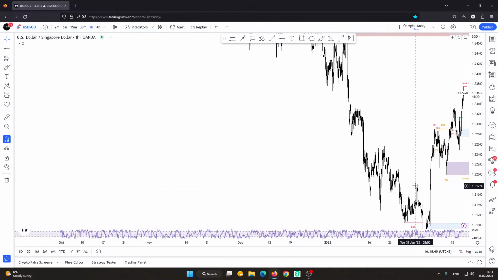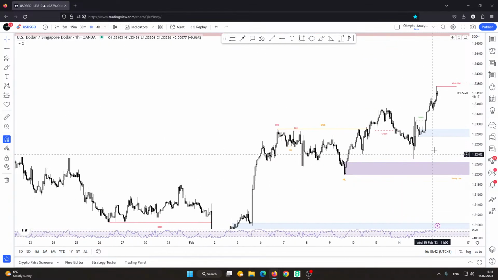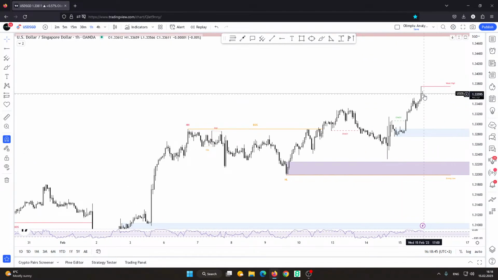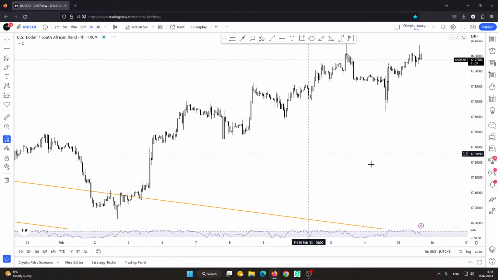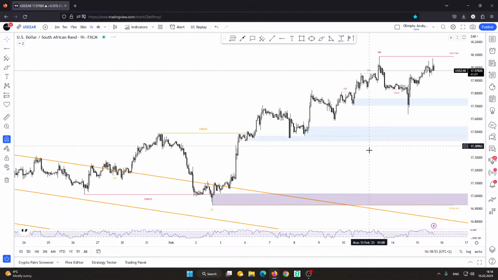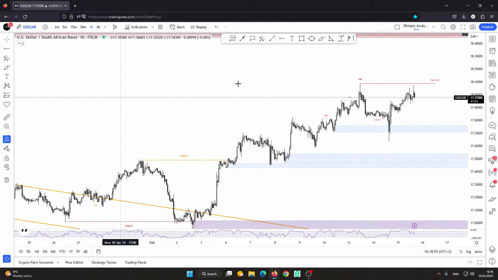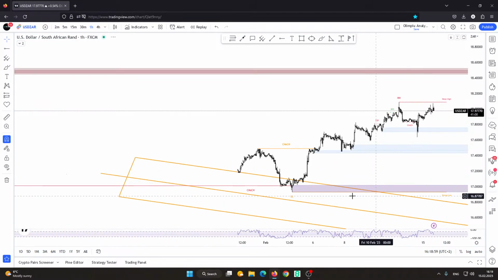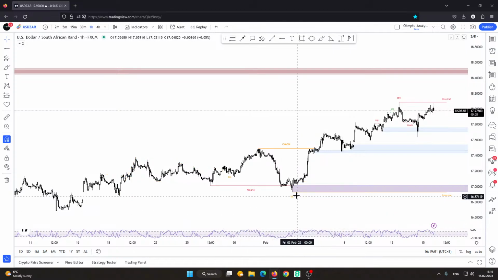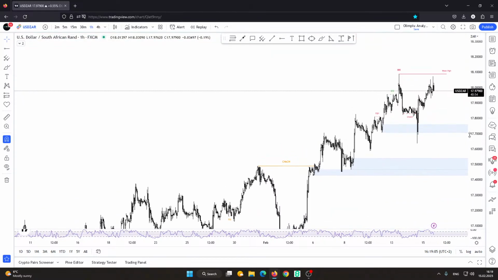It seems that I need a retreat or something. I don't want to buy it here because it could come back down, yeah. So that's why. US dollar, South African rand, for example. Also here, maybe if it will retreat a little. GBP, New Zealand dollar shorts.